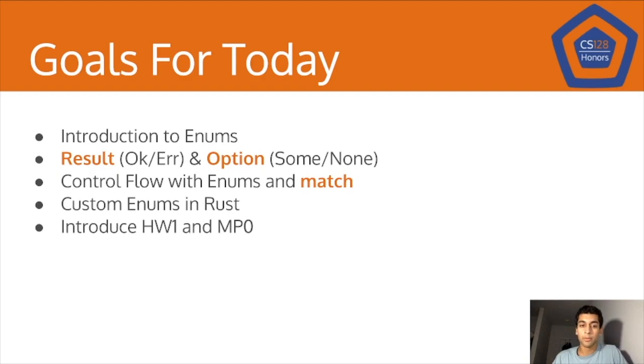Then we'll go over control flow with enums using the match keyword and what that looks like. And then we'll show you guys how to make your own custom enum types in Rust. Finally, at the end, we're going to just go over homework 1 and MP0 briefly. I'll give you guys a couple hints to help you guys get started.